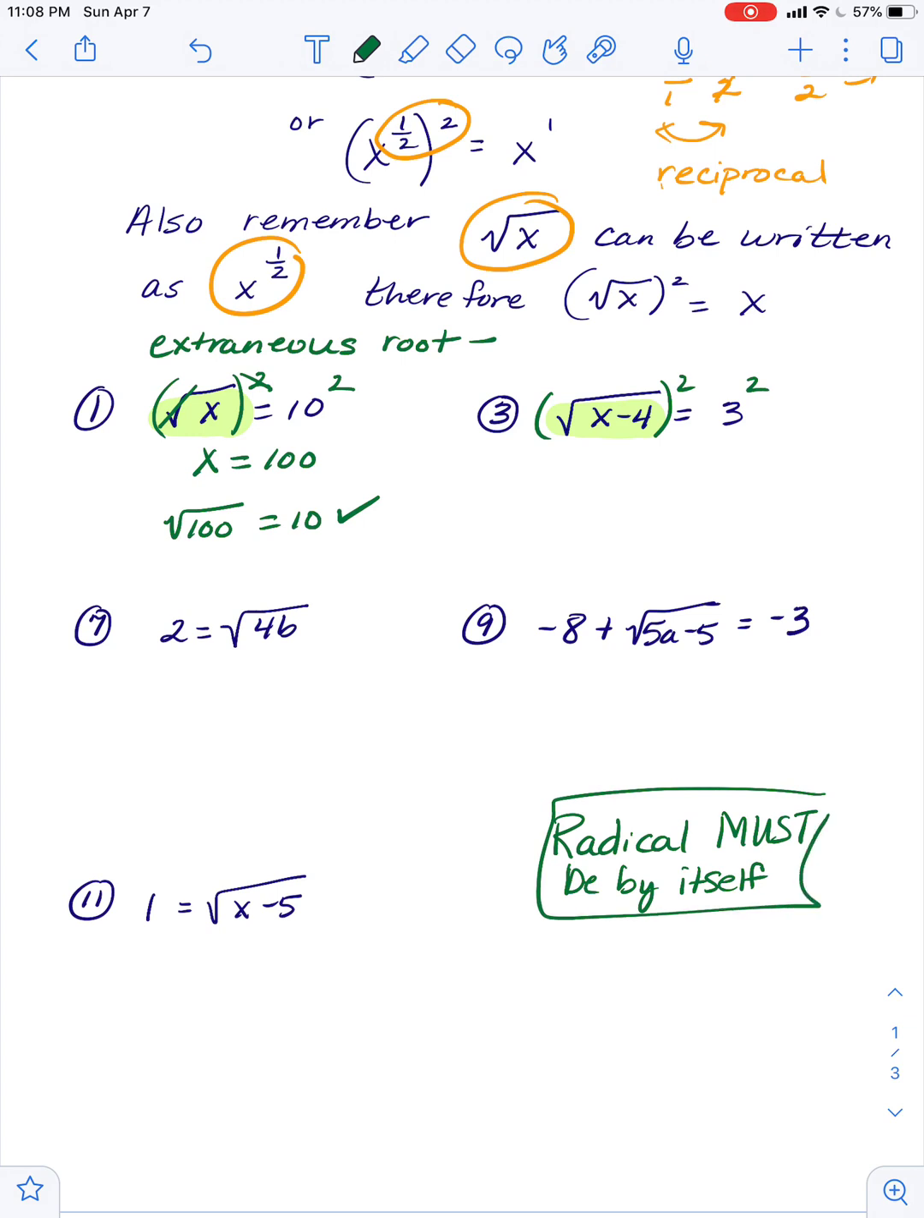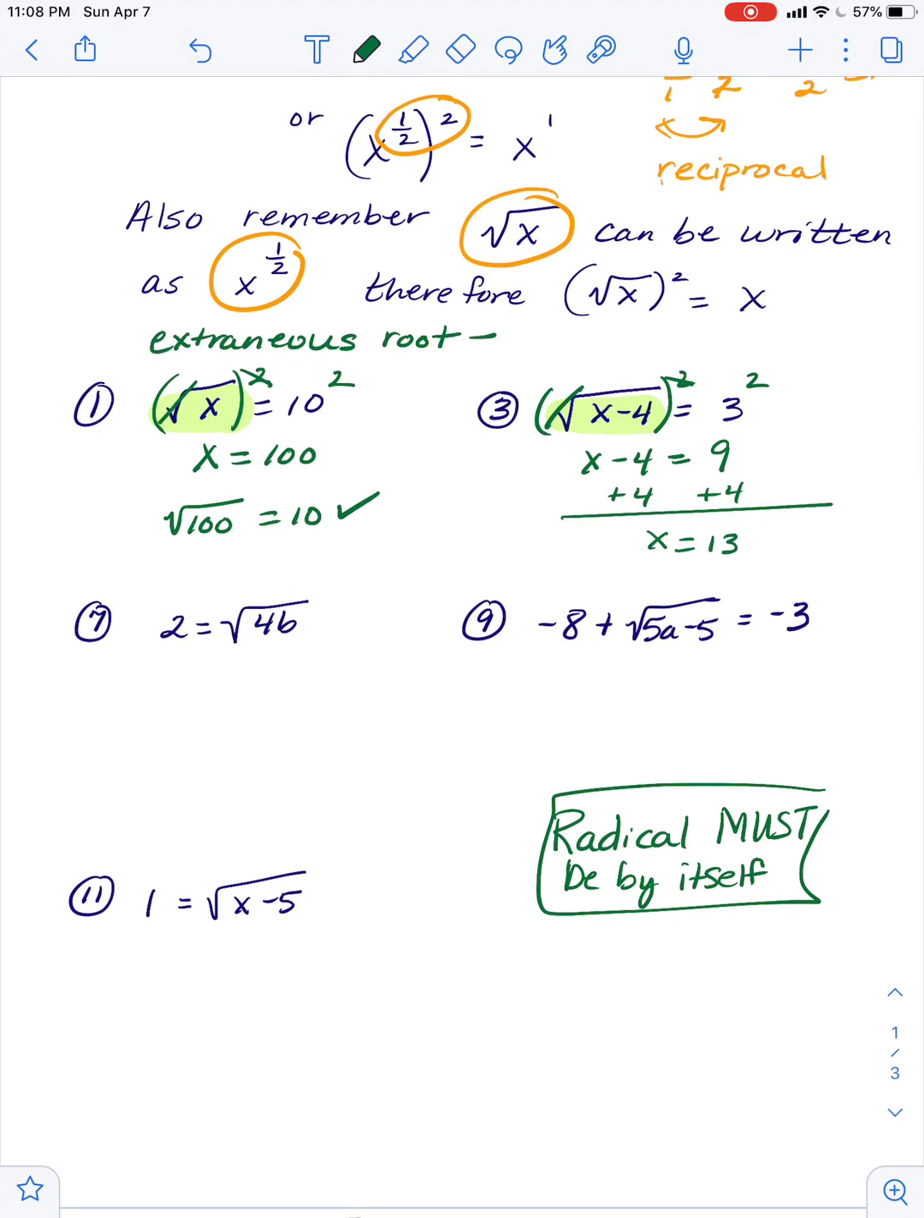So we squared both sides. Again, the square and the square root cancel. I'm going to get x minus 4 equals 9. We're going to add 4 to both sides. x equals 13. Now again, don't hesitate to check that, because what I want to know is, is 13 minus 4 equal to 3? Well, that would be the square root of 9, and that is 3. So that does check. I should have left more room. I would suggest for you to leave more room to the side to do your check.